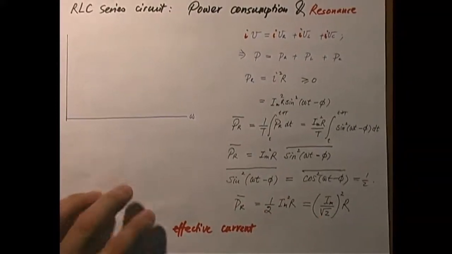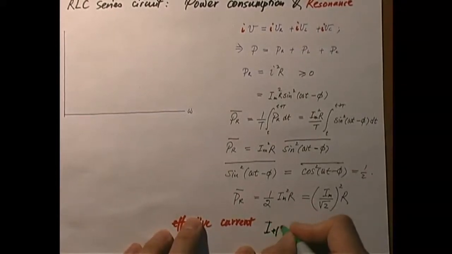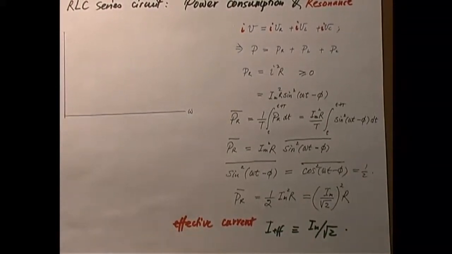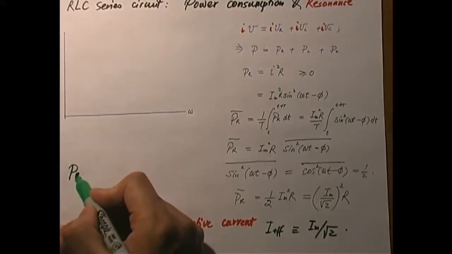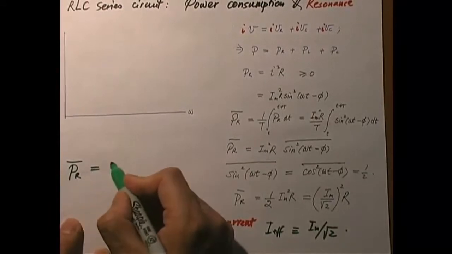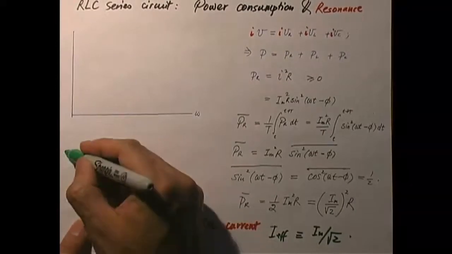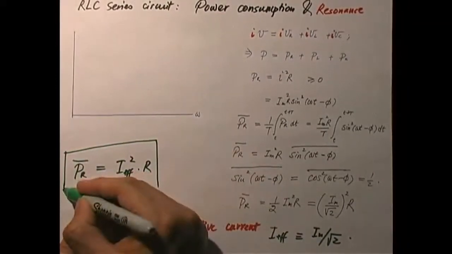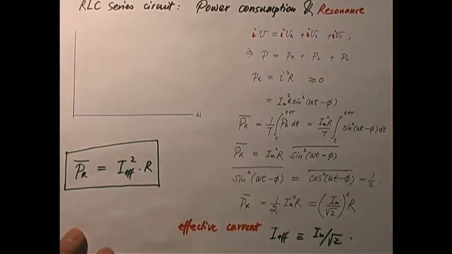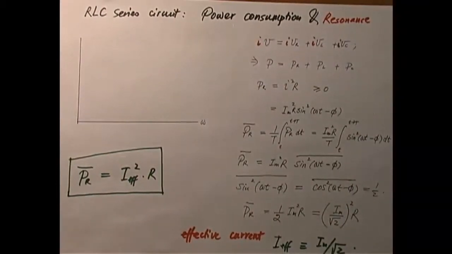Okay, it's I effective, defined as I maximum over the square root of 2. Why do I define this as I effective? Because with this I effective, I can now rewrite P average as simply I effective squared times R. Why is this a useful formula? Because in a DC case, when the current doesn't change, we say the power delivered by that current on the resistor is I squared times R, right?